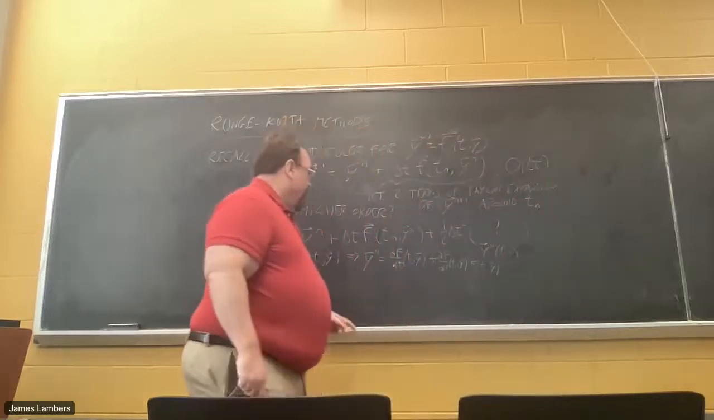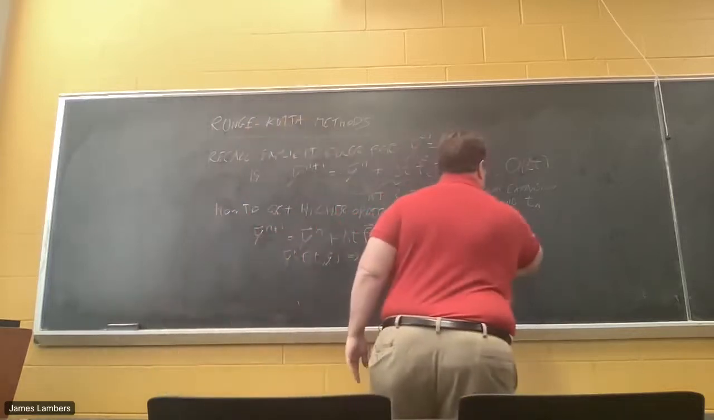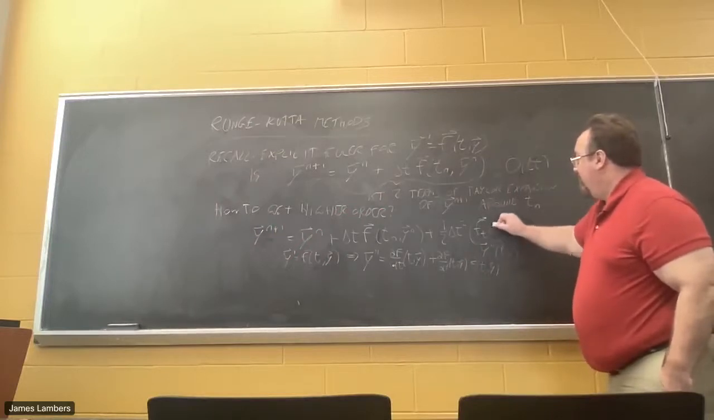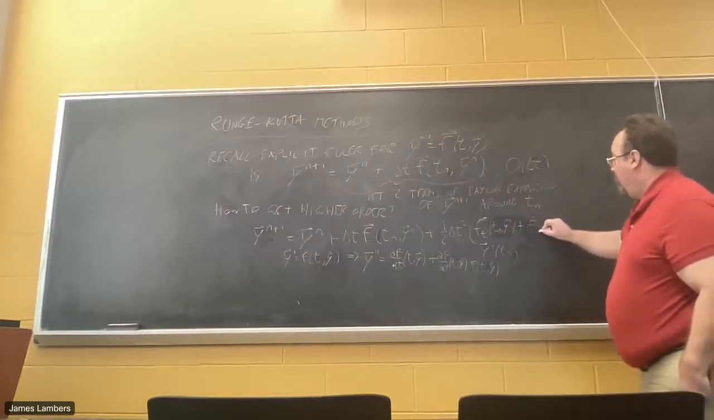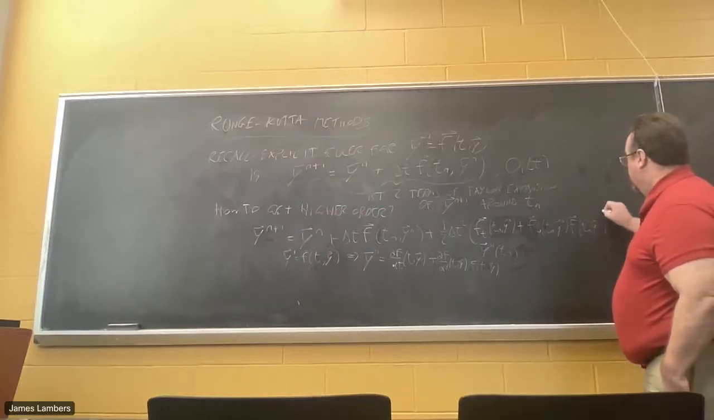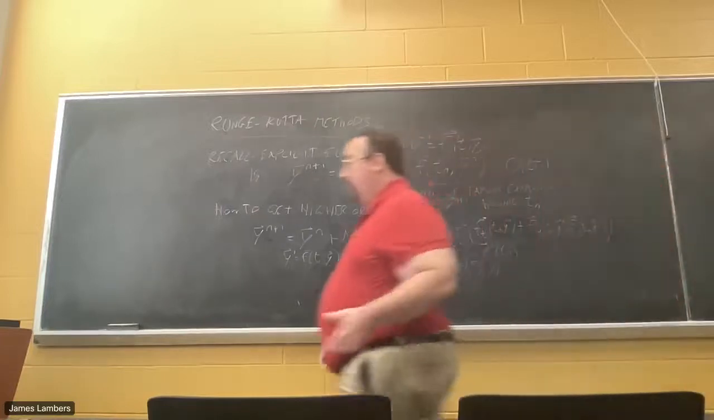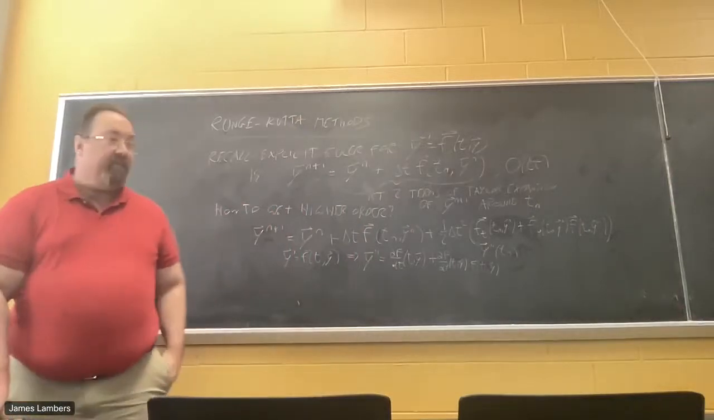So this whole expression is what would go in here. It would be f_t of t_n, y_n plus f_y of t_n, y_n times f of t_n, y_n. Okay, so this would be one way to get a method that is at least second order accurate, just by going one term further in the Taylor expansion.